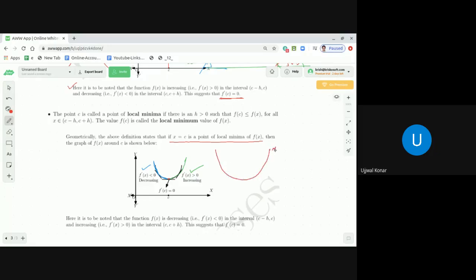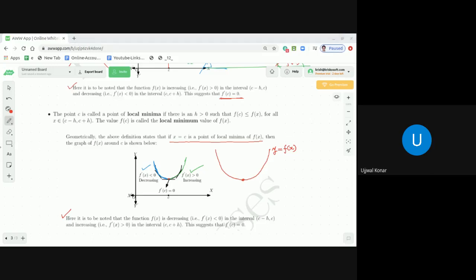So if this is your function y equal to f(x), what we find is that the local minima is this point. Correct? Here it is to be noted that the function f(x) is decreasing, that is f dash x is less than 0, in the interval c minus h comma c, and increasing, that is f dash x is greater than 0, in the interval c to c plus h. This suggests that f dash c is equal to 0, in the similar manner. Dear students, I hope you got it.